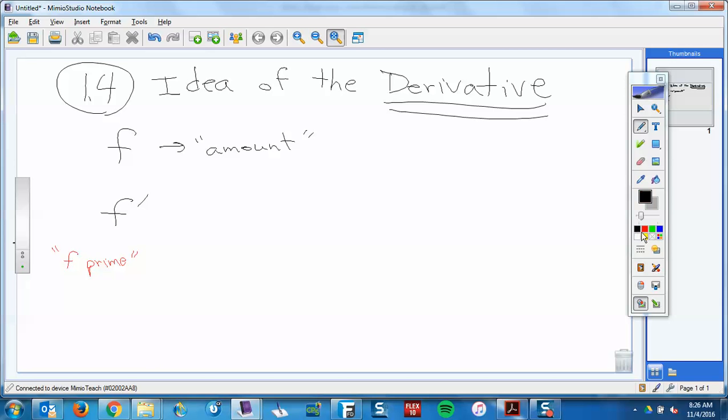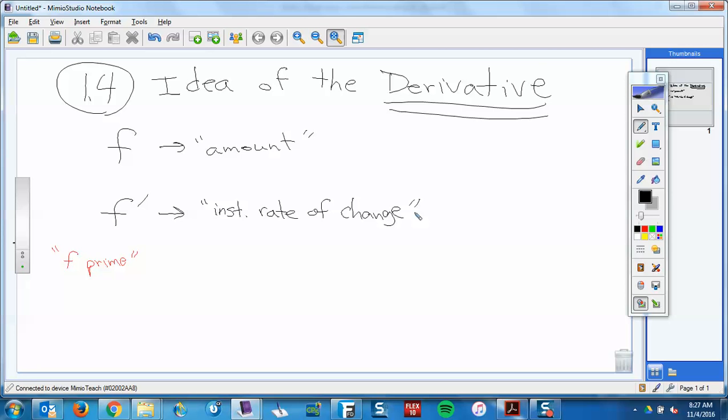Okay, so for a given function f, the derivative denoted by f prime tells us the rate of change. Now we're talking about the instantaneous rate of change of f. So, what do we mean by amount? Let's say f is miles. Then the rate of change could be miles per hour. Could be miles per second, miles per minute, but it's a rate of change.